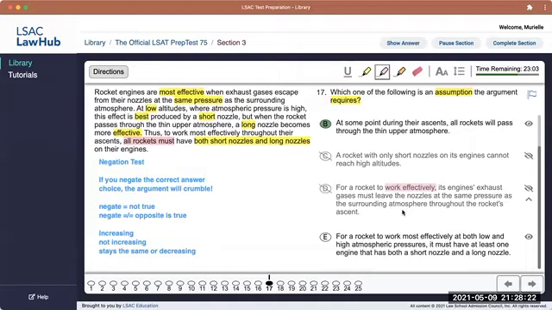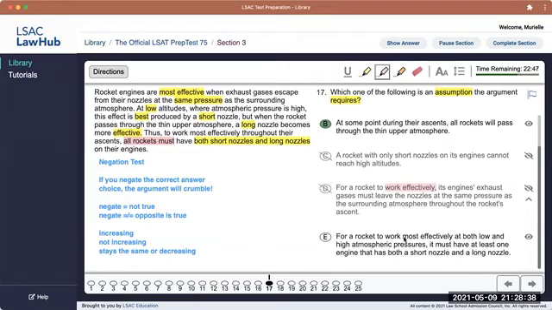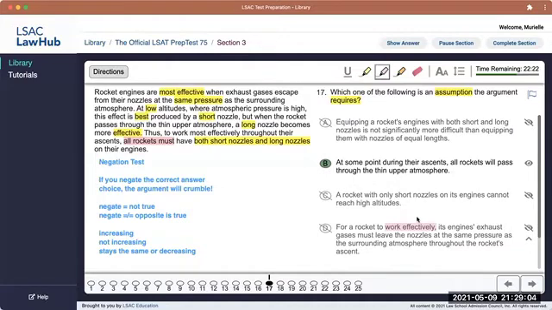I would kind of say that really what it comes down to for me is, if B isn't true, then it doesn't matter whether E is true or not either, right? It's just everything crumbles if throughout their ascents, they actually don't pass through the thin upper atmosphere, because then we don't care about the long nozzle at all. And the high and low atmospheric pressure thing becomes irrelevant as well. So yeah, I'm liking B here. B just clicks really nicely for me.